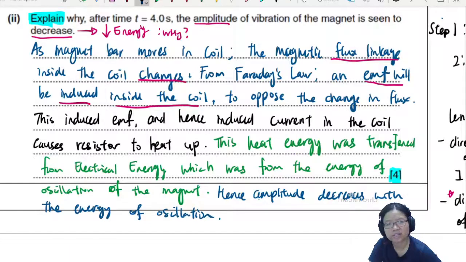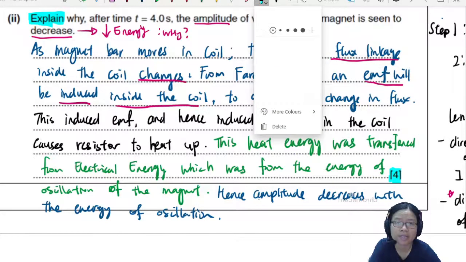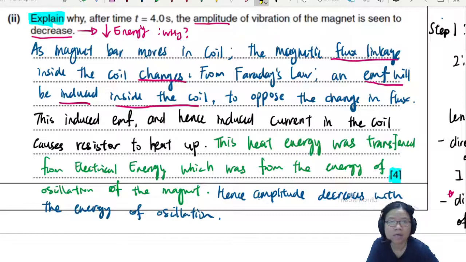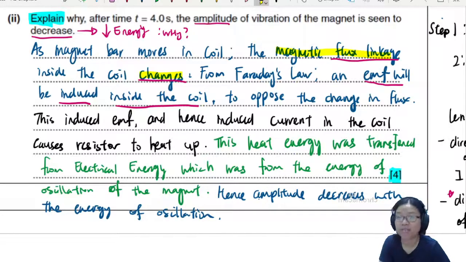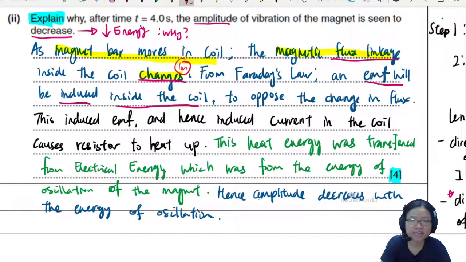So normally this kind of explanation is 4 to 5 marks. All right. So the first mark, I'll highlight in yellow for you, would be magnetic flux linkage changes. It would be better for you if you explain what causes the change, because you have to be specific and relate. So something like the bar moving in the coil, the magnetic flux changes. Okay, so this is 1 mark. I'm going to write here, 1 mark. From Faraday's law, the EMF will be induced inside the coil. 1 mark.